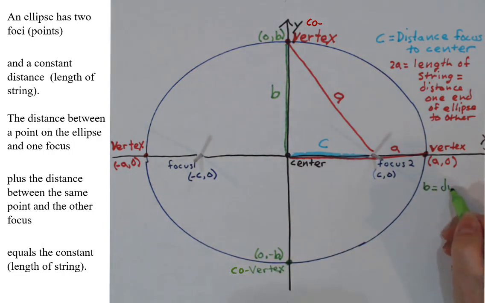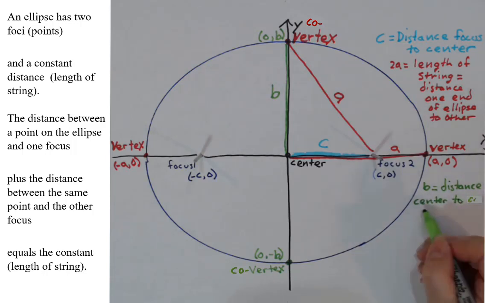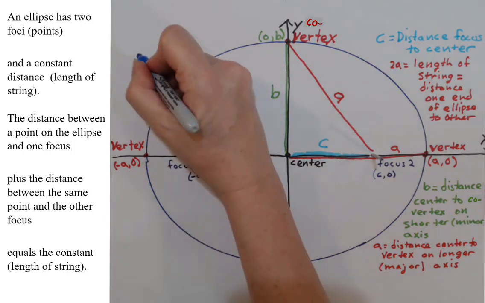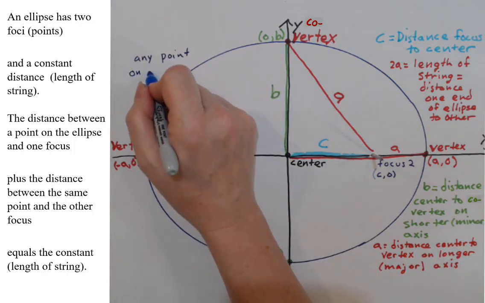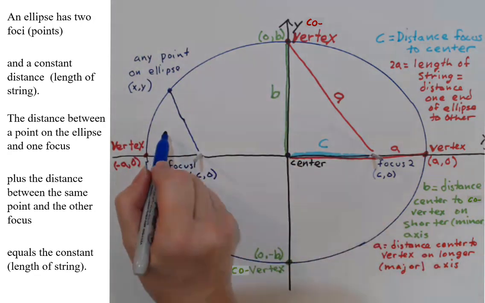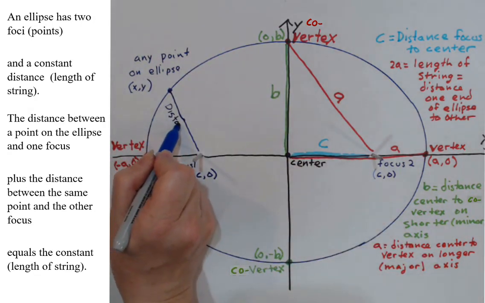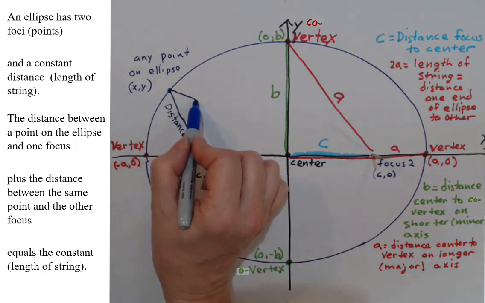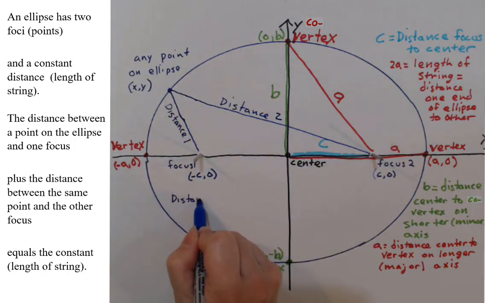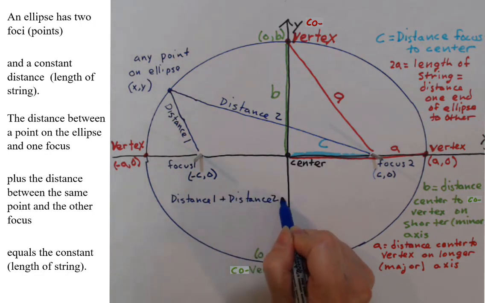b is the distance between the center and a co-vertex, which is the end of the shorter axis, called the minor axis. a is the distance from the center to a vertex on the longer axis, which is called the major axis. Select any point on the ellipse, (x, y). The distance between that point and one focus, distance 1, plus the distance between that point and the other focus, distance 2, must equal the length of the string. Distance 1 plus distance 2 equals 2a.